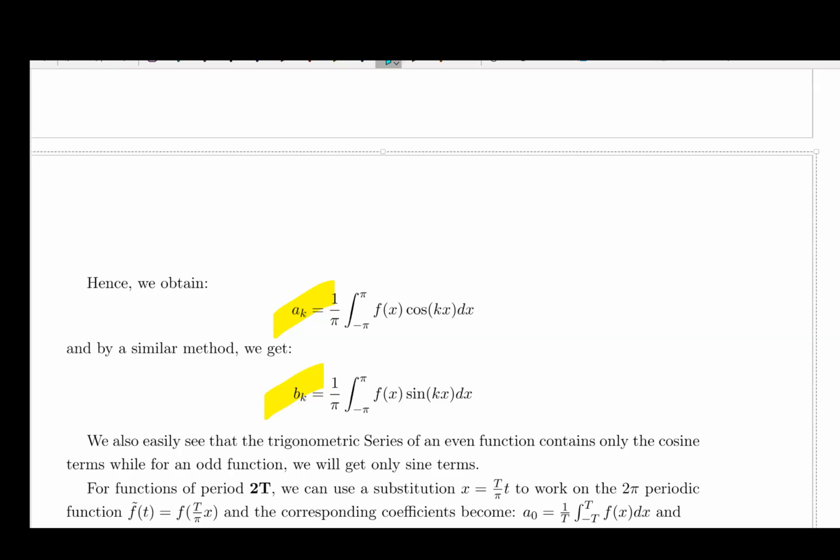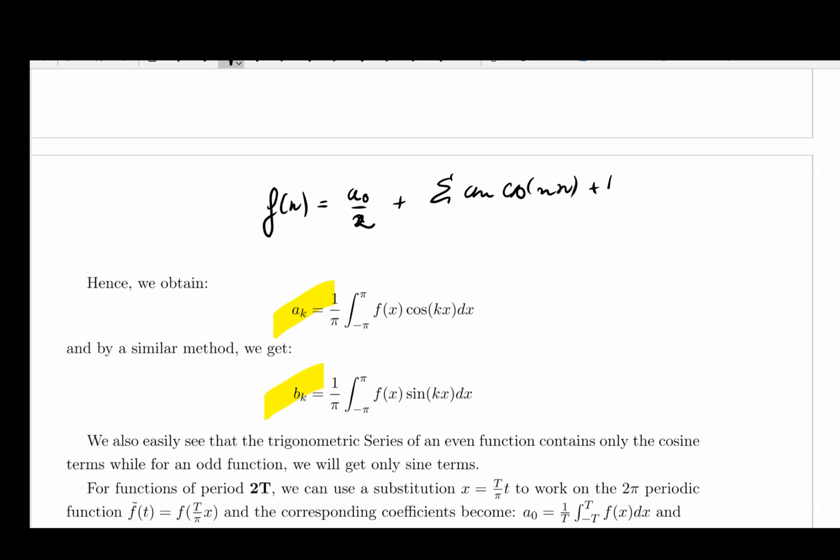So we obtained that if my function can be written with a trigonometric series expansion, something like this, a0 over 2 plus a sum of an cosine nx plus bn sine of nx, then that would be a 2 pi periodic function.